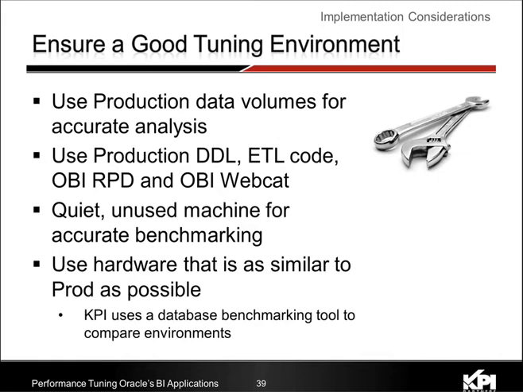We want to make sure our hardware is as similar as possible to prod. This is probably the hardest one. A lot of customers don't have identical hardware across their environments, which is fine. KPI does have a benchmarking tool that benchmarks your database to see, hey, production is 50% faster than your test environment. So we can use that as a guide to some degree.